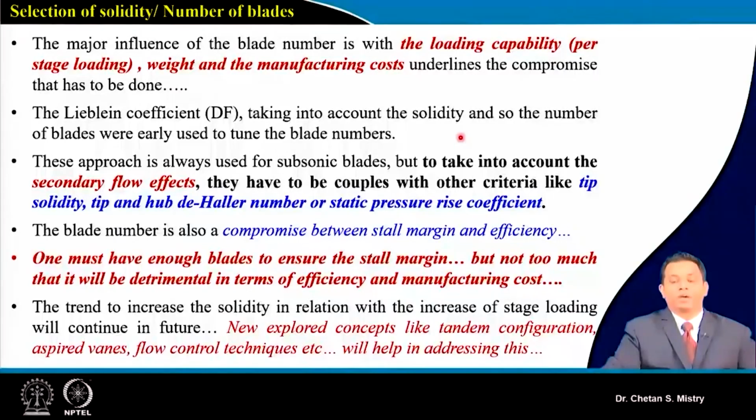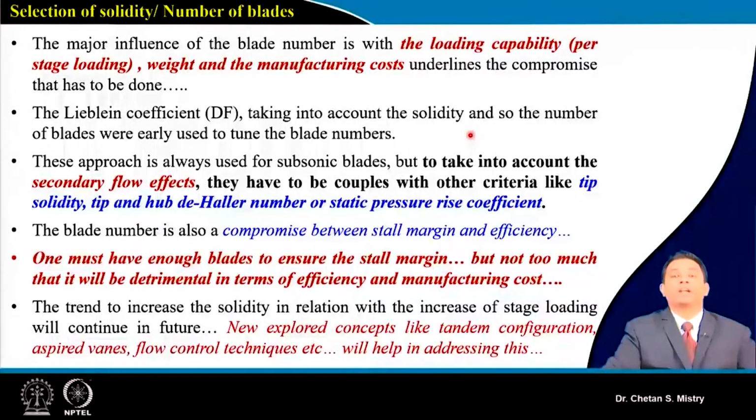So Lieblein's parameter gives us an idea of solidity, and as we have discussed, these days people take this as one of the parameters. Mainly at the tip region, they assume the diffusion factor, and based on that assumption, they select the number of blades.